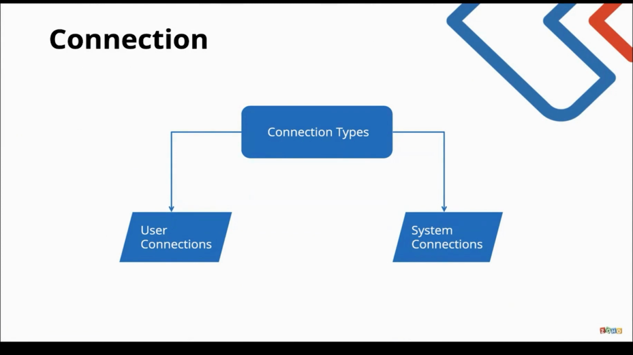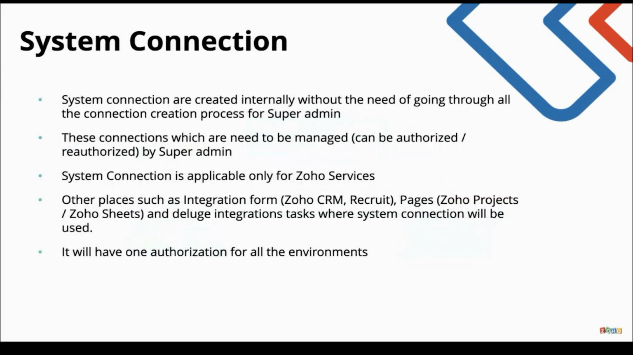So talking about connection, there are two types of connection. One is user connection and another one is system connection, right? So we'll be understanding the difference between the user connection and system connection in a brief manner. The system connections are the ones which are being internally created, and we don't have to go through the authorization process while we are creating these connections. Okay. Normally, while we are creating a connection within Zoho services, we don't have this concept called authorization. What we do is we just define the scope, and we get connected, and we don't need the super admin's permission to do this. Okay, but these connections have to be reauthorized or maintained by the super admin.